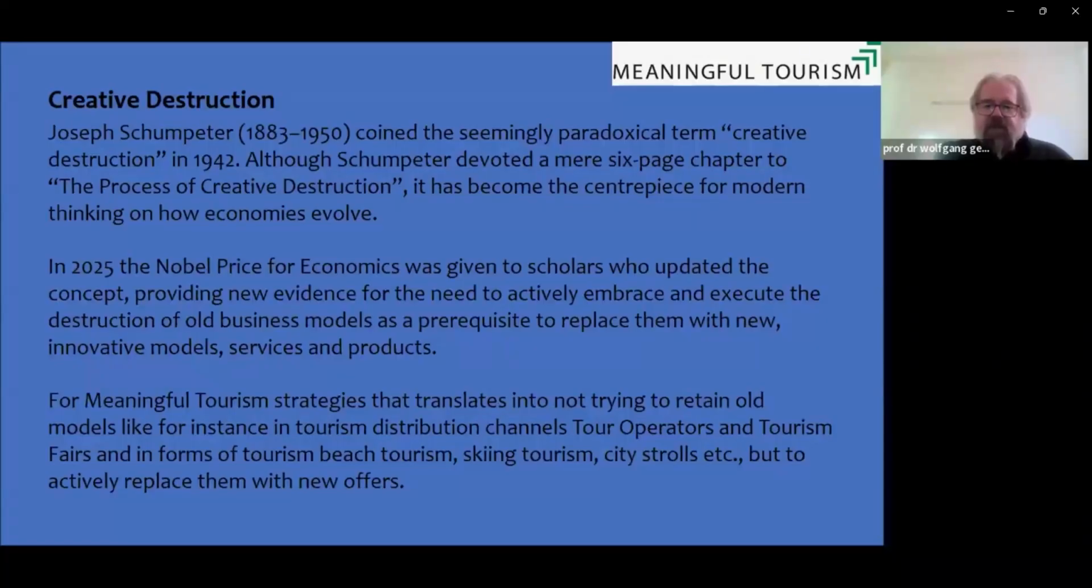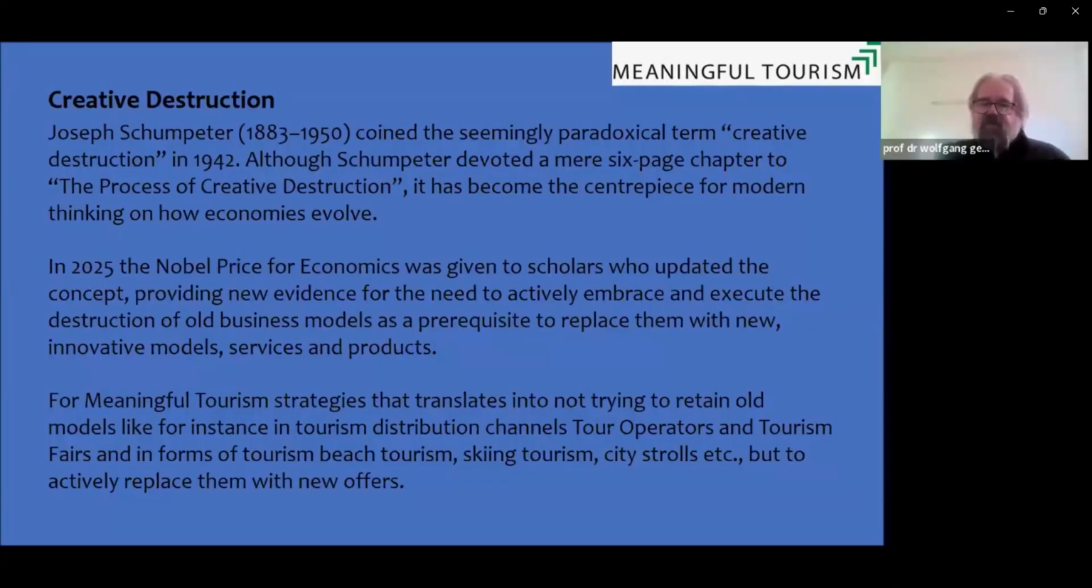So we can see in tourism, for instance, that we have tour operators which are becoming less and less important and will basically disappear in the coming years. We have the traditional forms of tourism fairs which have to change to stay relevant. And we see many forms of tourism, like beach tourism in the summertime, when it becomes too hot and then in the water you have fish and maybe poisonous algae.